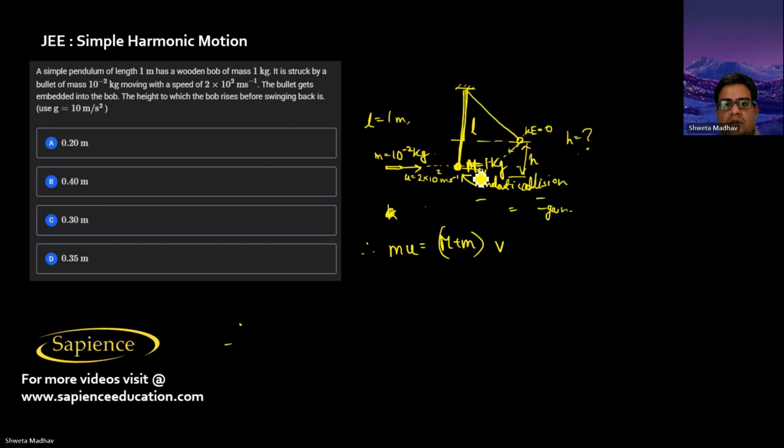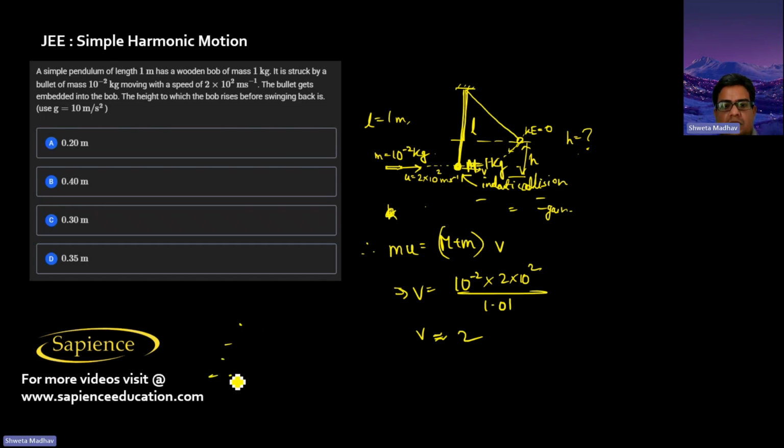After collision, the bullet and the ball will move with the common velocity, that is v. So v will be m, that is 10 power minus 2, into 2 into 10 power 2, divided by M plus m, which is 1.01. So this velocity is approximately 2 only.